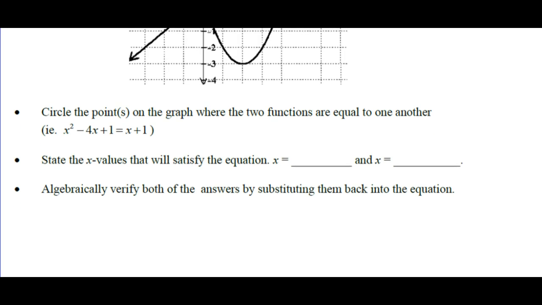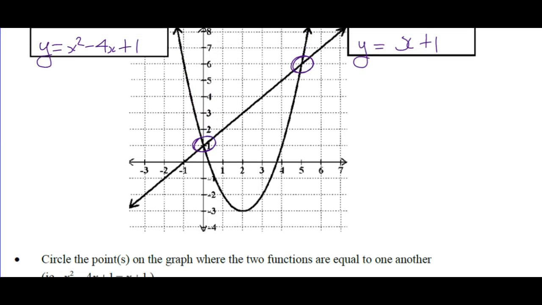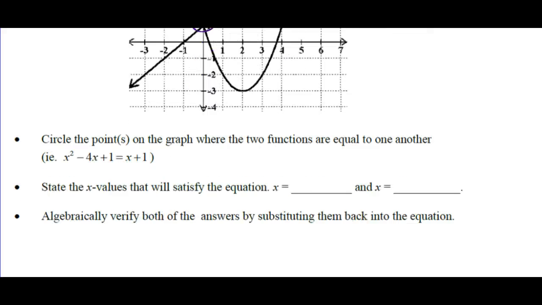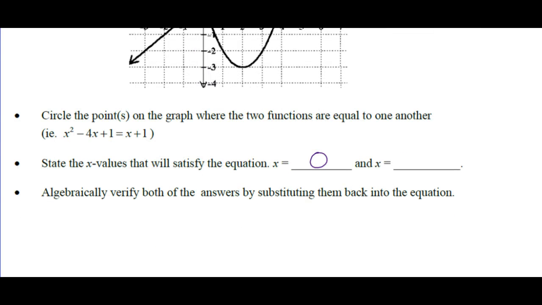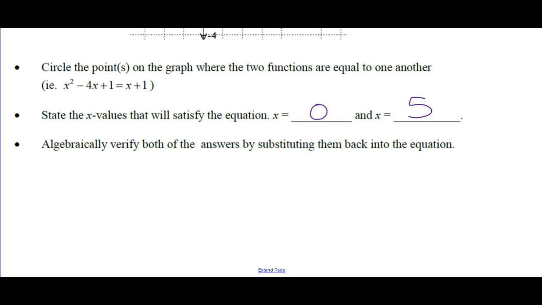State the x values that will satisfy the equation. So what are the two x values where these graphs are equal to each other? 0 and 5. Okay, so 0 and 5. So x equals 0 and x equals 5. Algebraically verify both of the answers by substituting them back into the equation.